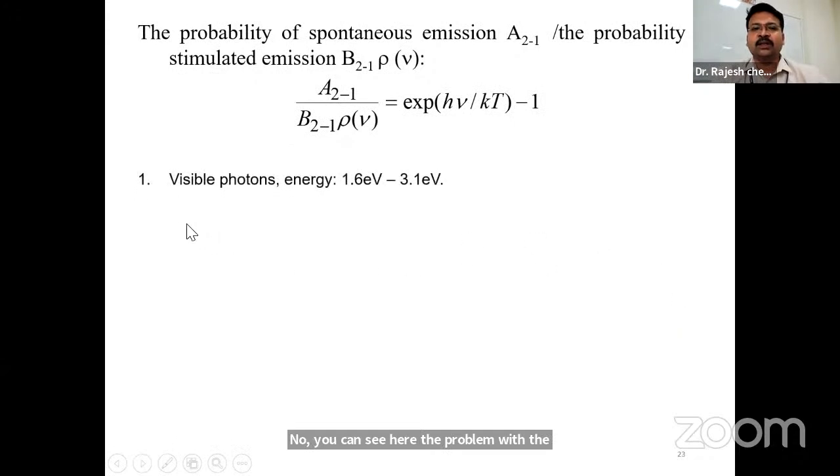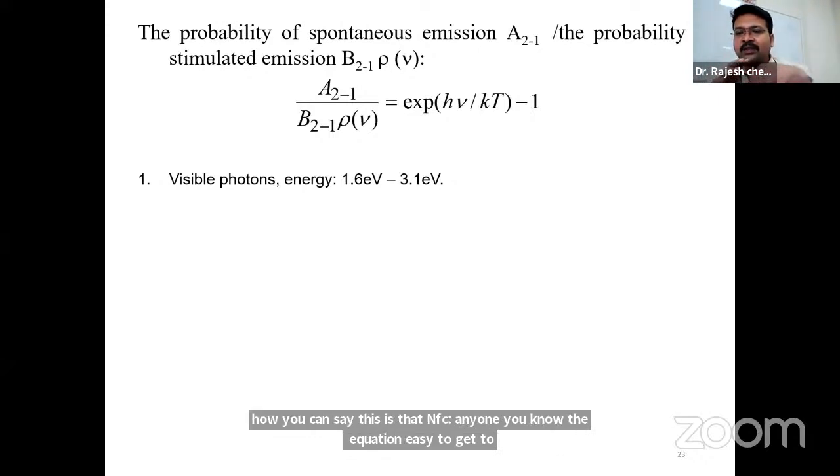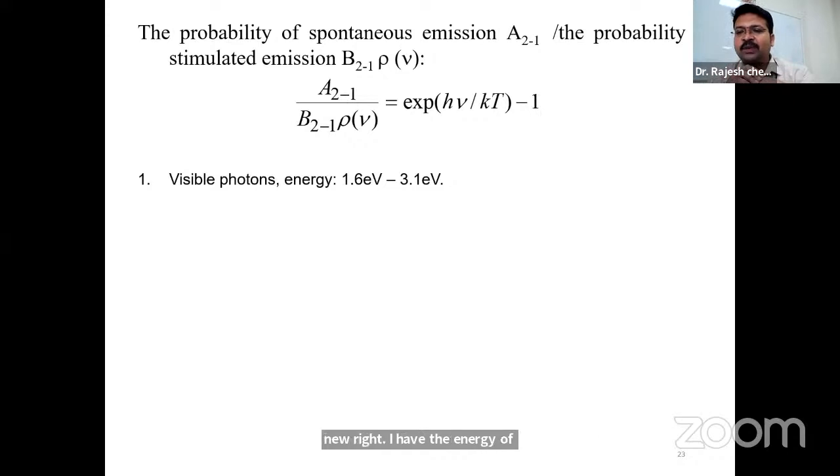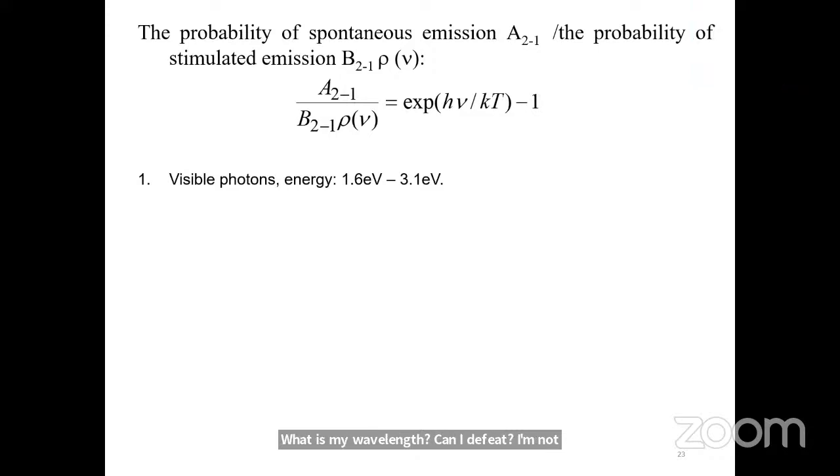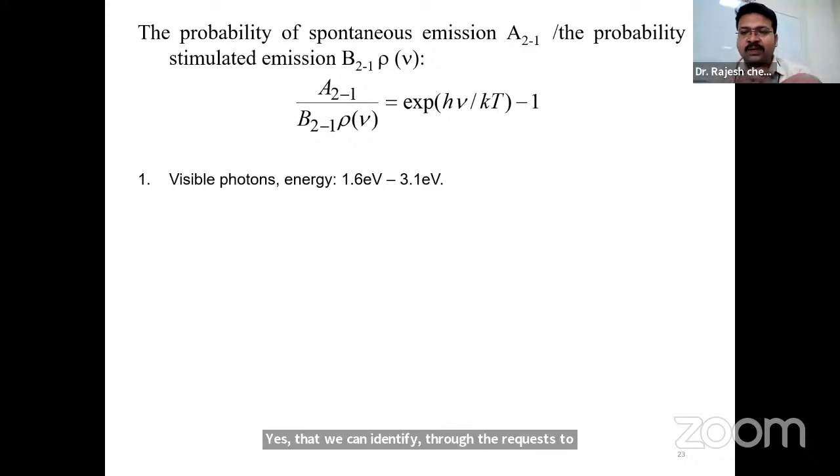We have what condition? From this condition, they identify the visible photon, what we are seeing lively, having the energy of 1.6 electron volt to 3.1 electron volt. How can we say this is the energy? You know the equation, E is equal to h nu, right? I have the energy of 1.6 electron volt. What is my wavelength? Can I identify it or not? Yes, sir. We can identify through E is equal to hc upon lambda. Yes, simple, right?